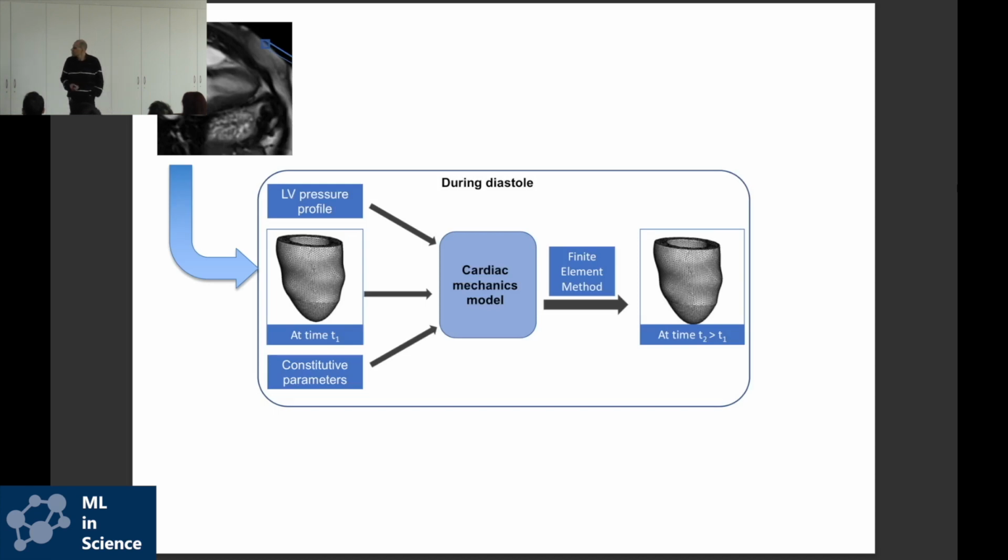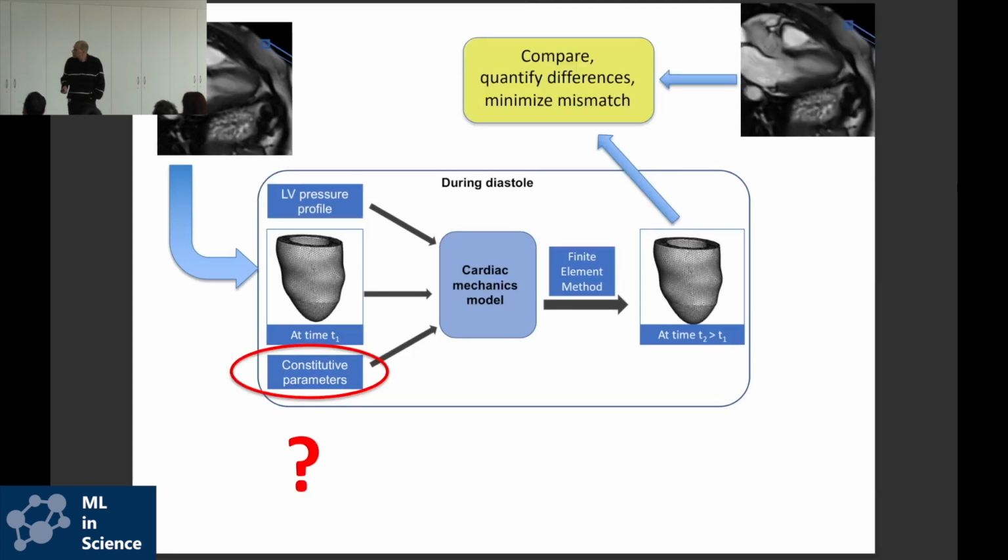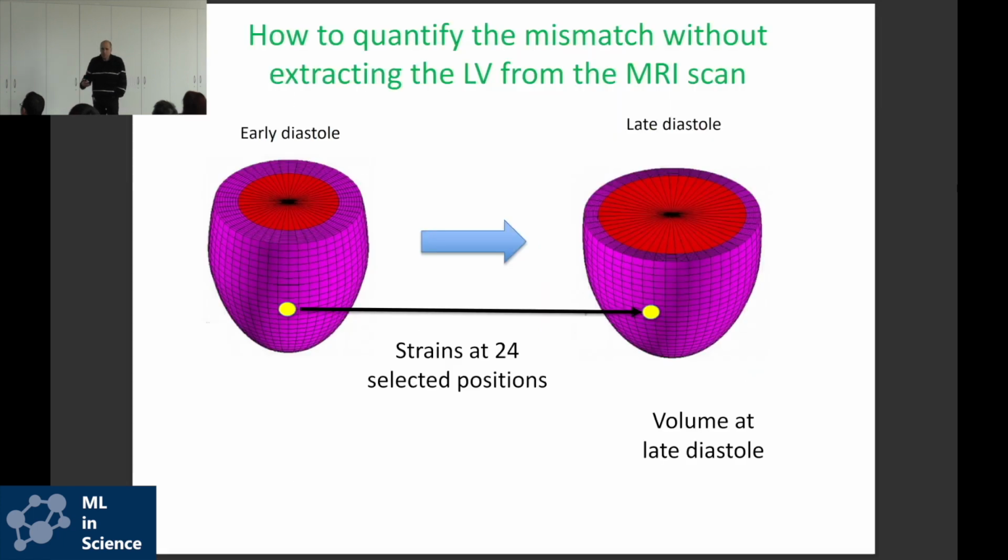So either by segmentation manually, which is still state of the art, or by automation using deep neural networks or convolutional neural networks. That's what we are also working on, but that's not the topic of this talk. We want to get the parameters, and we get the parameters by quantifying the mismatch between the shape of the left ventricle at late diastole at time point t2, comparing that to the prediction from the model. We quantify the mismatch and find the parameters that minimize the mismatch. Well, the question is now how to quantify the mismatch.